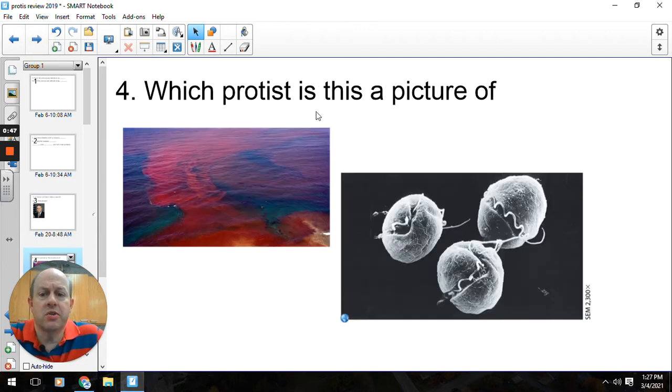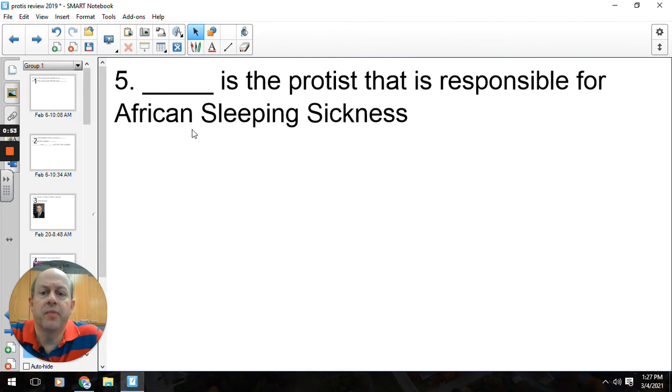Picture protists, so these two pictures represent the red tide or dinoflagellates. Number five, the protist responsible for African sleeping sickness is going to be trypanosoma, or the group kinetoplastids.